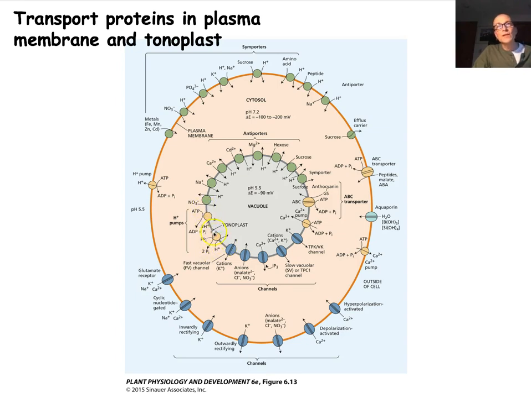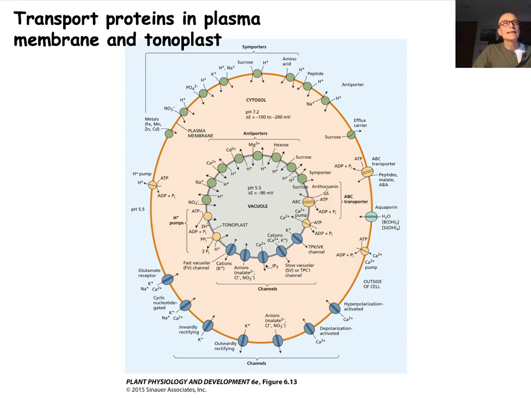So these are across the tonoplast. That's the membrane that surrounds the vacuole. Here are a bunch of antiporters. Here are a number of channels. So you can look at all of those. This picture is also in your book. It just gives you an overview of all the different types of transporters that can be found in a plant cell.